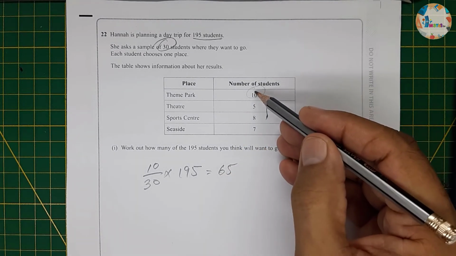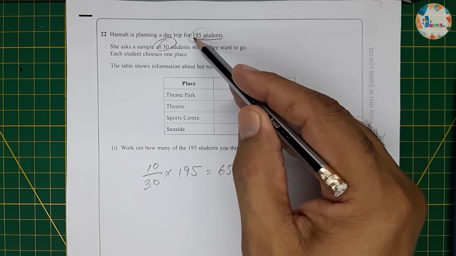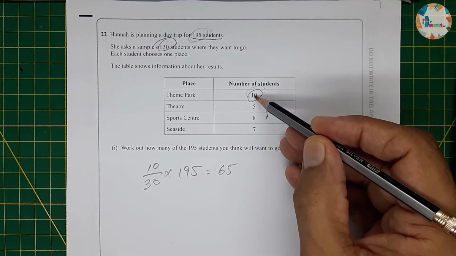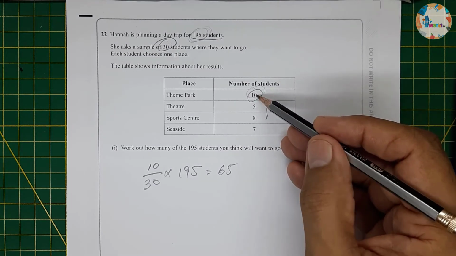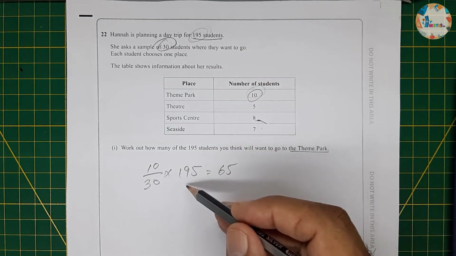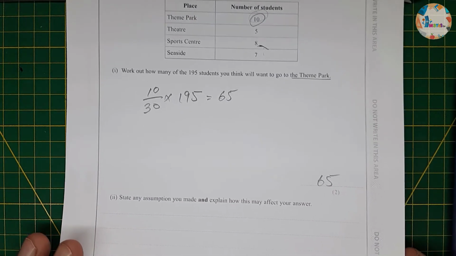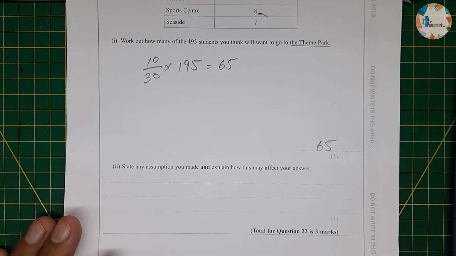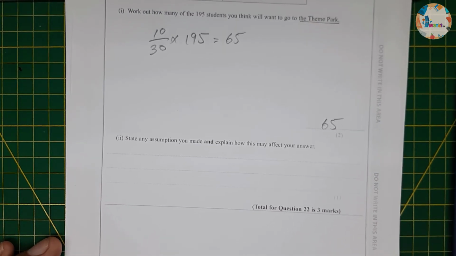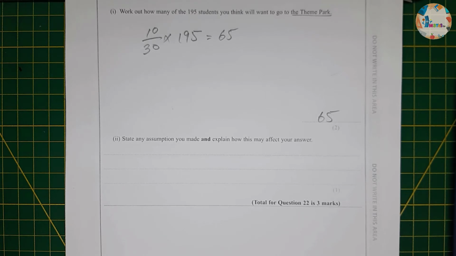So what we have done is, they have asked 30 students, they have not asked 195 students. So we check the probability for 30 students, which is 10 by 30. This will be multiplied by 195, and we get 65 students. If we had asked 195 students, the estimate would be 65 for the theme park. State any assumption you made and explain how this may affect your result.